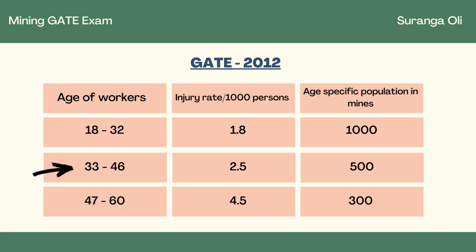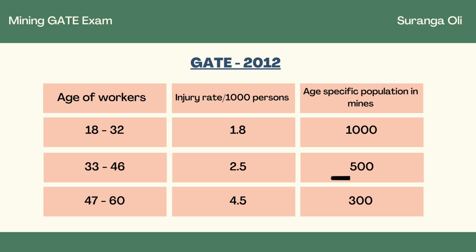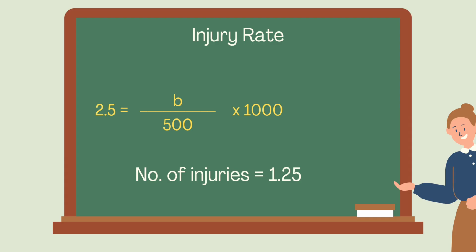Now let us take the second age group. In this, they have given the injury rate for every 1000 person as 2.5. So it goes to the left, and here we are taking the number of persons injured as B, divided by the denominator, the total number of persons employed in that age group. In the question they have given it as 500. Multiplied by 1000, we are getting the number of persons injured in that age group as 1.25.